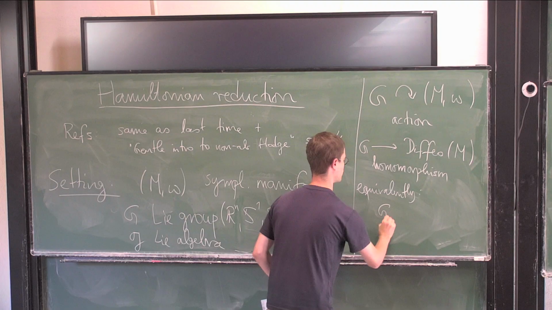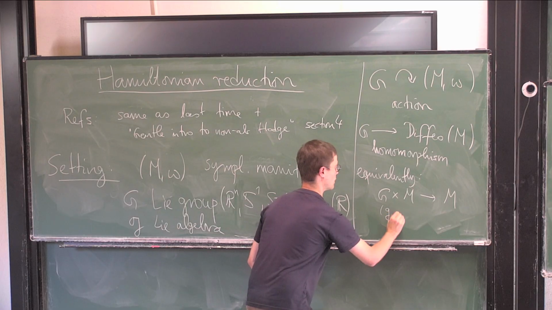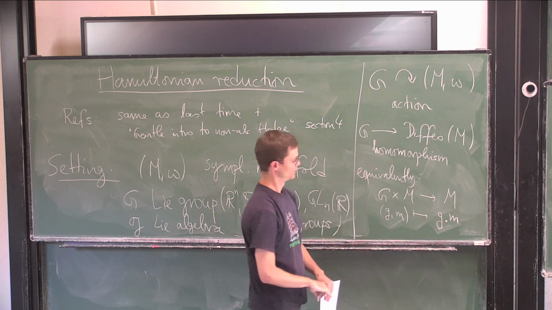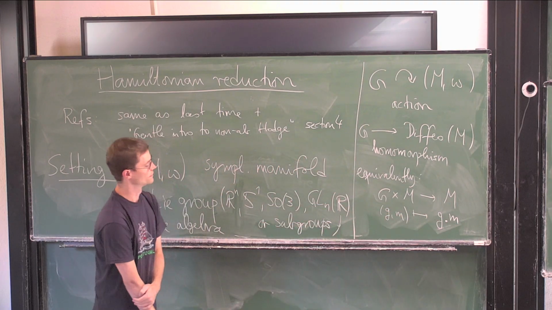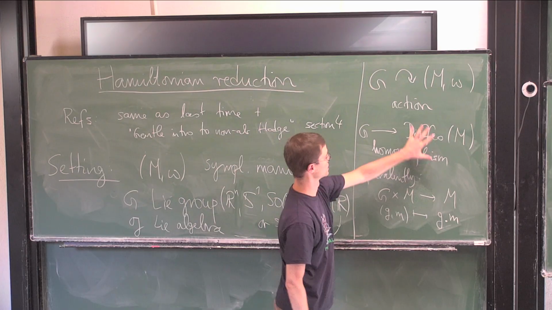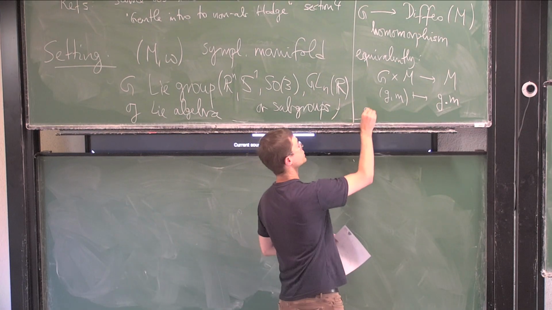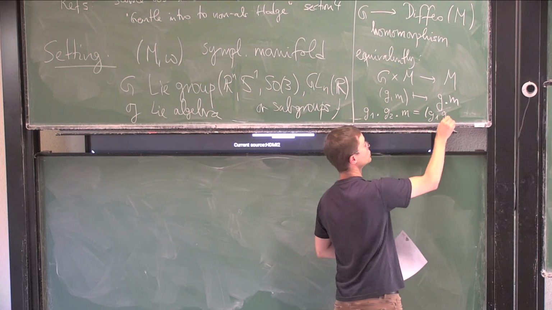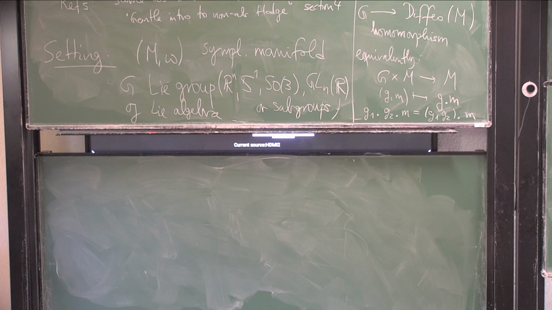Or equivalently, you want a map from G cross M to M. I will denote it like this: whenever you have a group element and a point, this action I will denote by a dot, meaning that g acts on this point. And of course you have some conditions which translate this map being a homomorphism. In particular, we have (g1.g2).m should be g1.(g2.m). Okay, everybody's good with that?